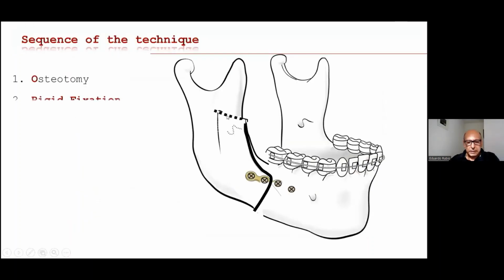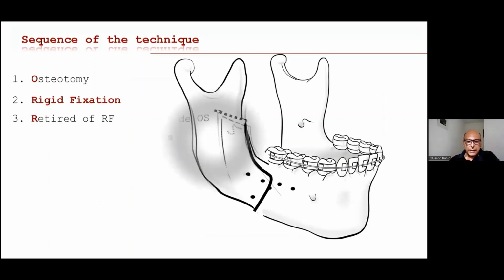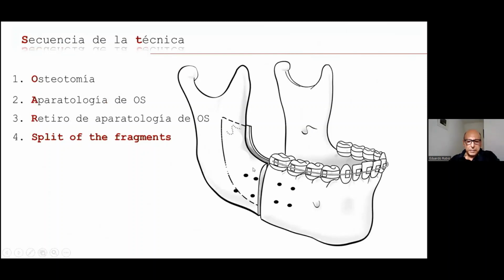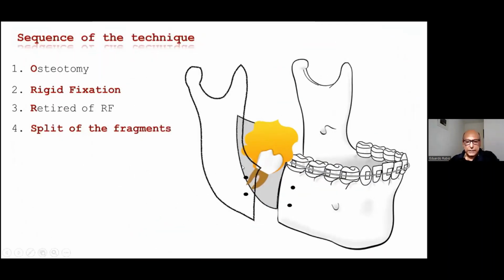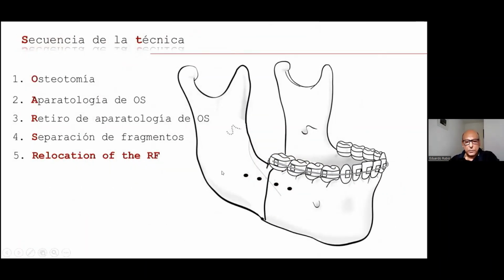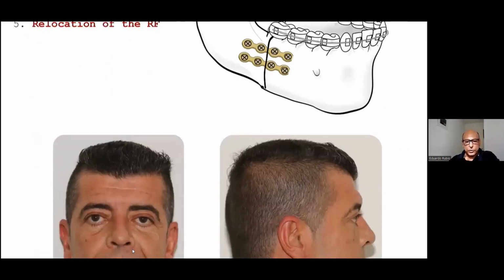You can see here, once we have marked the osteotomies in the bone with the piezo, we put the rigid fixation. Then we remove the rigid fixation, prepare, and make the split of the mandible. Once we have the split done, we take out the molar, the cyst, or whatever. Then we relocate the plates and the procedure is ready.